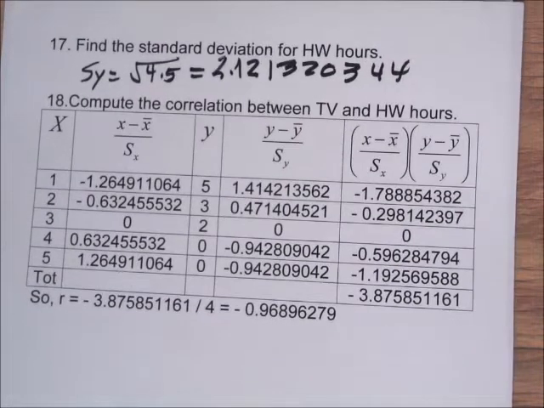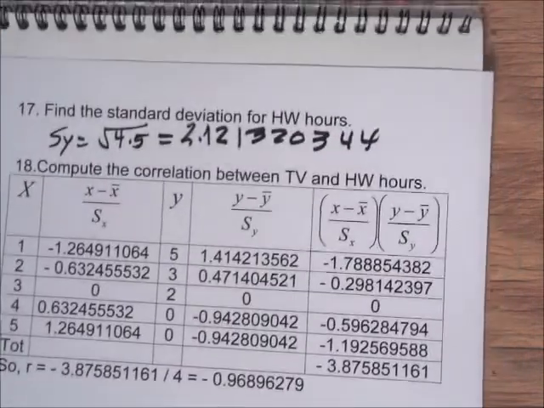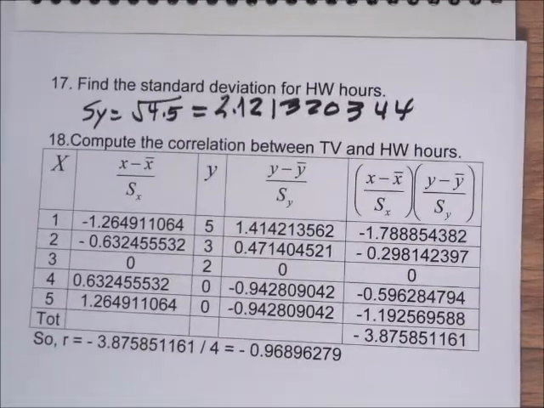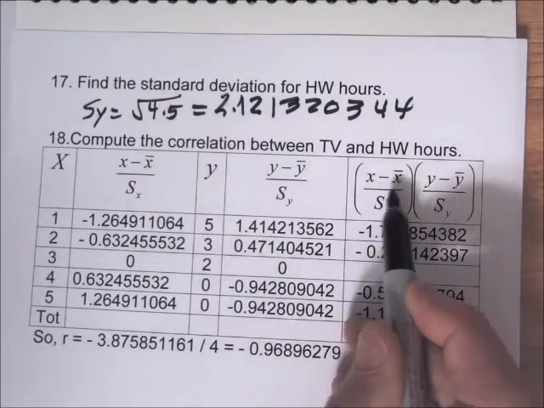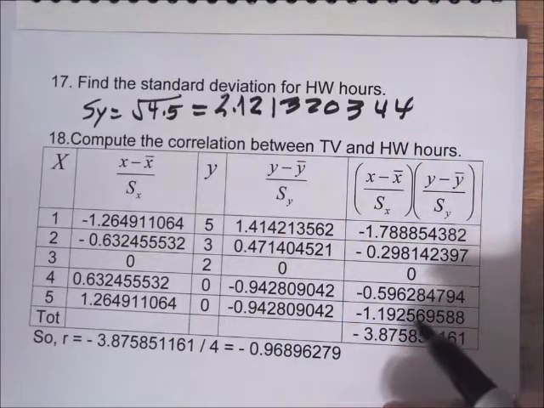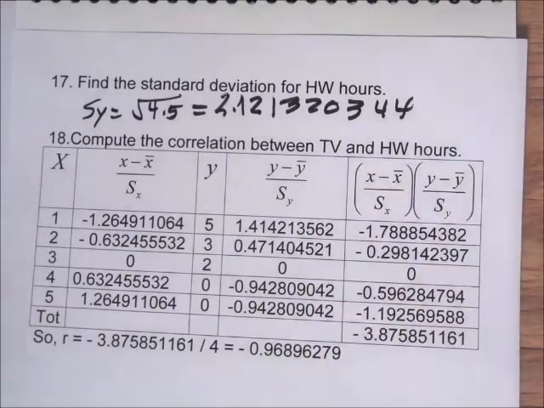And then we can use this information to compute the correlation coefficient. Remember, for the correlation coefficient, you multiply each z-score for x times the z-score for y, add them all up, and then divide by n minus 1. The formula actually tells you how to do it. See if I can find that formula again. There we are.